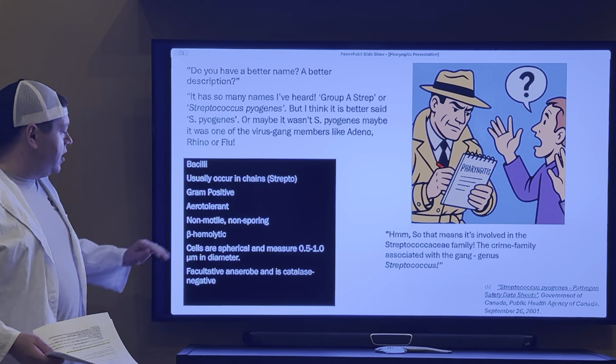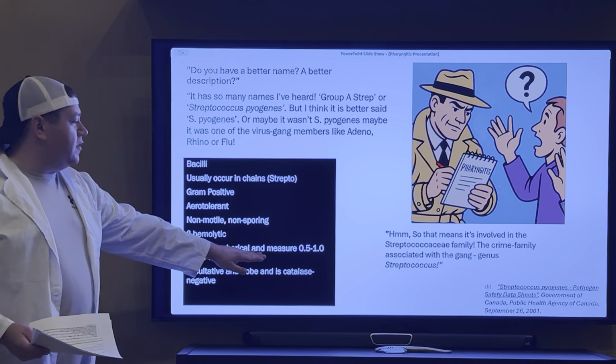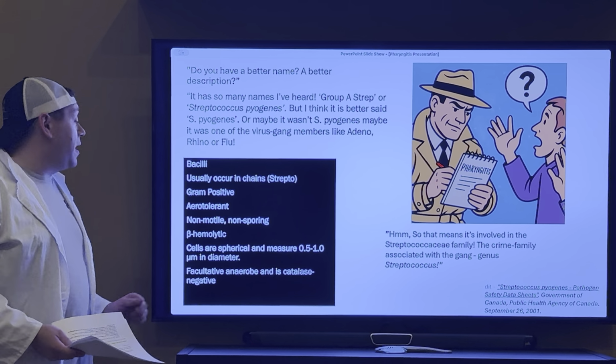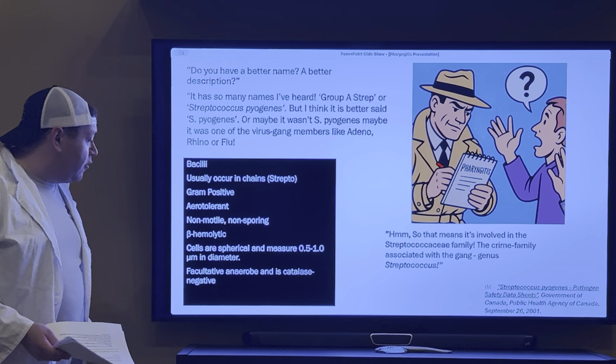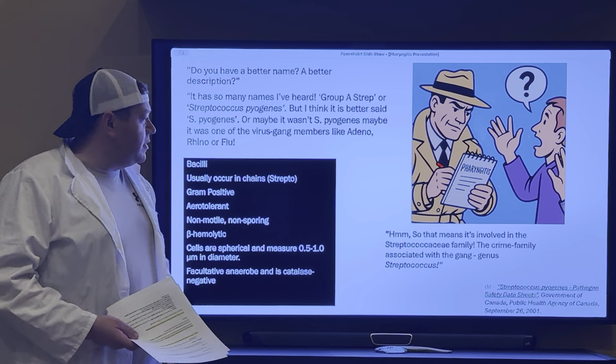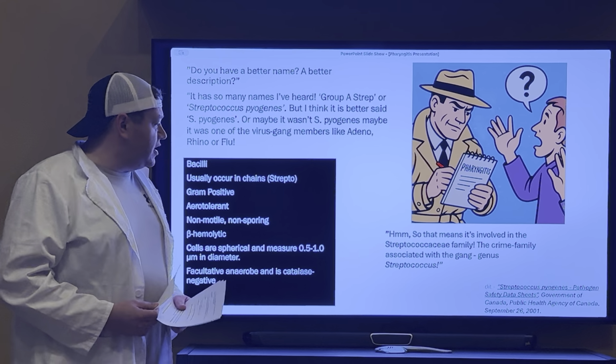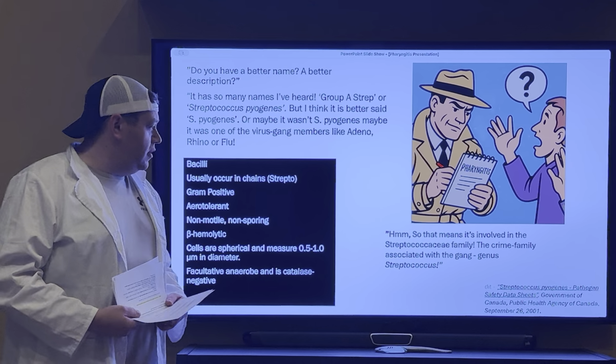It's aerotolerant, non-motile, non-sporing, beta-hemolytic. Cells are spherical and they measure about 0.5 to 1 micrometer. Facultative anaerobe, and it is catalase negative. So that means that it's involved with the Streptococci family, the crime family associated with the gang genus Streptococcus.